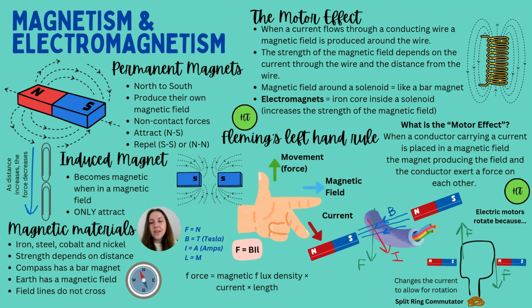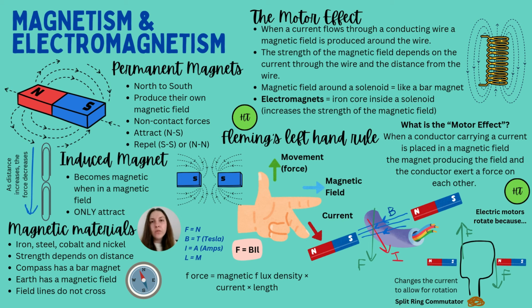An induced magnet is an object that's made of magnetic material. So it's made of iron, steel, cobalt, or nickel. Remember, steel is a ferrous metal, meaning it contains iron. So it's actually an alloy. It's a mixture of something. But an induced magnet is made out of any of those materials, and as soon as it's placed into a magnetic field, it starts to become magnetic itself. Now, it can only attract magnetic objects. It cannot repel. And that's a really good indicator to tell if it's an induced or permanent magnet.